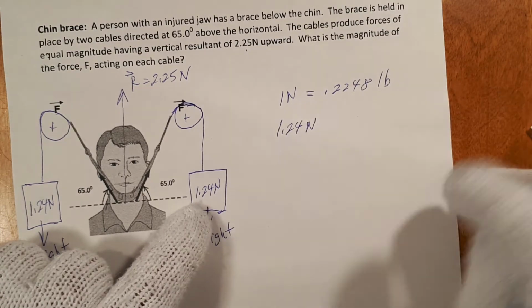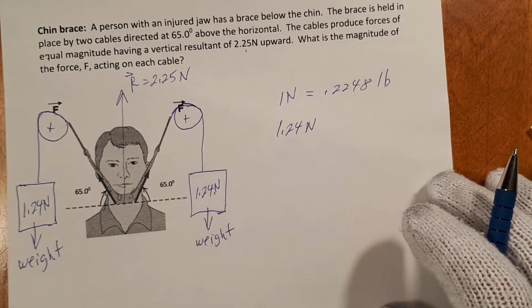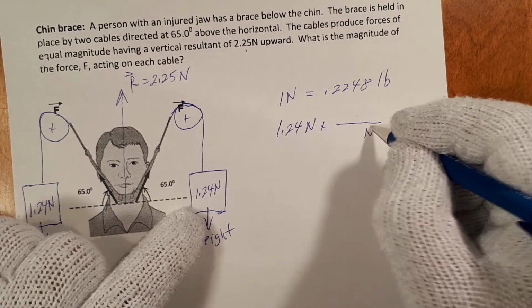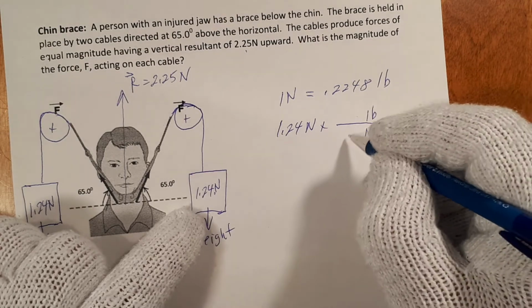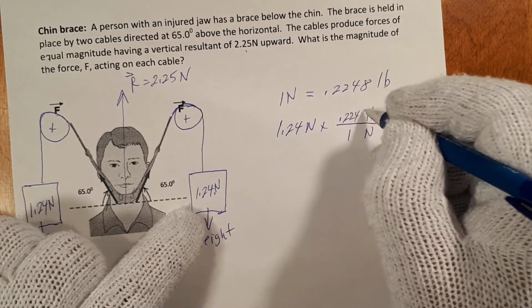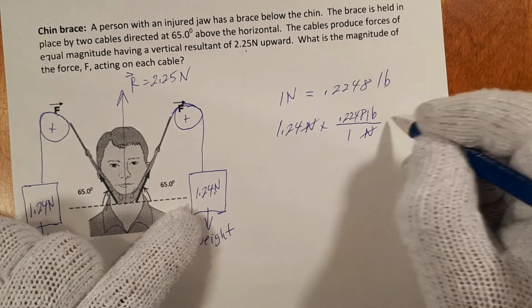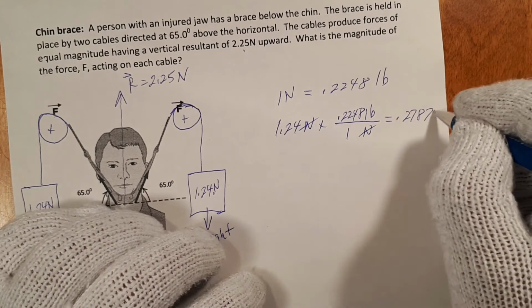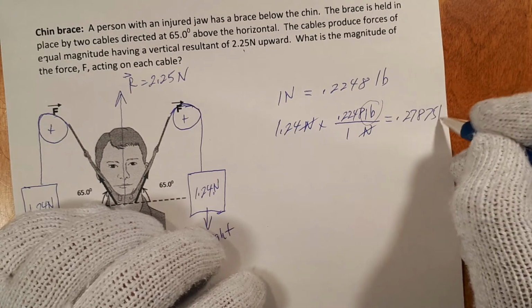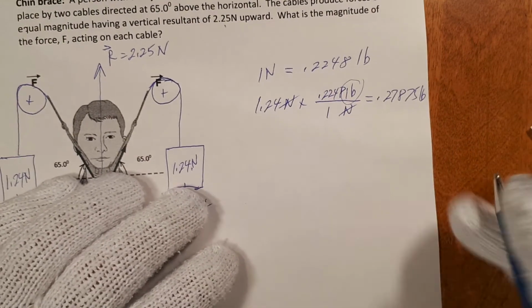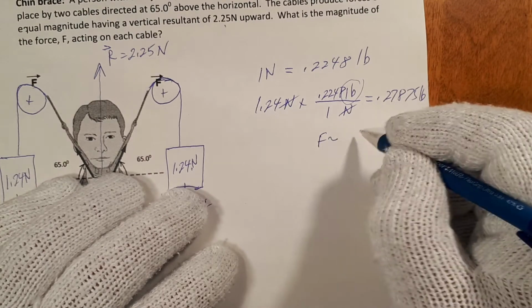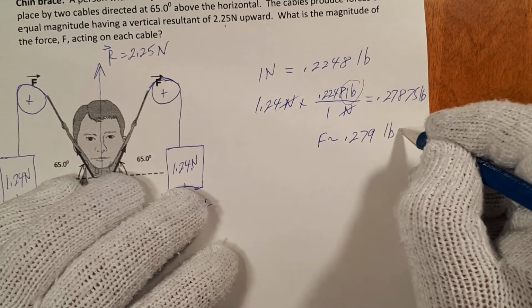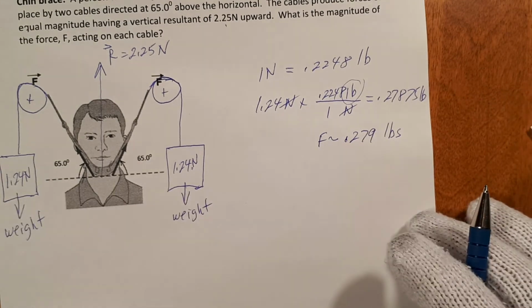1.24 newtons, and I made a video regarding conversions. Multiplied by, I'm going to place newtons on the bottom, pounds on the top. It's 1 newton and 0.2248. Then the newton and the newton cancel out. This becomes 0.27875, and the only unit left over is the pound. Rounding this, approximately 0.279 pounds, just over a quarter of a pound.